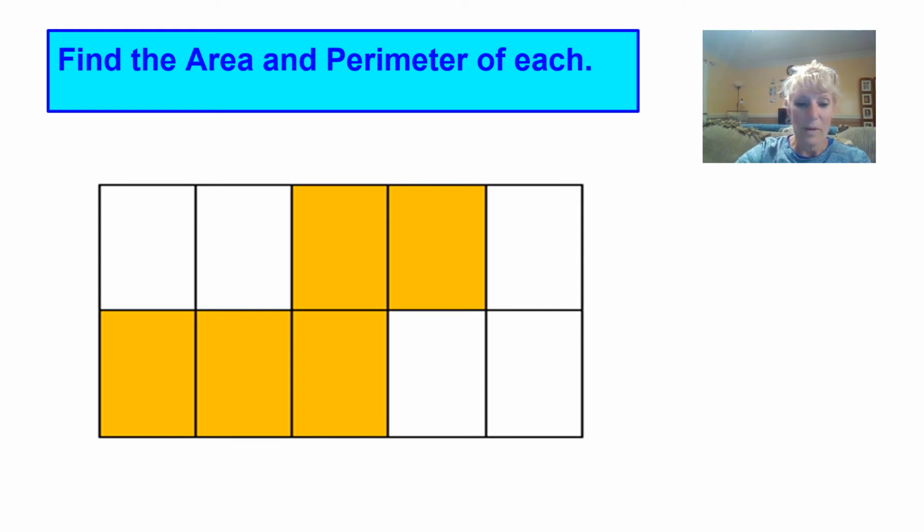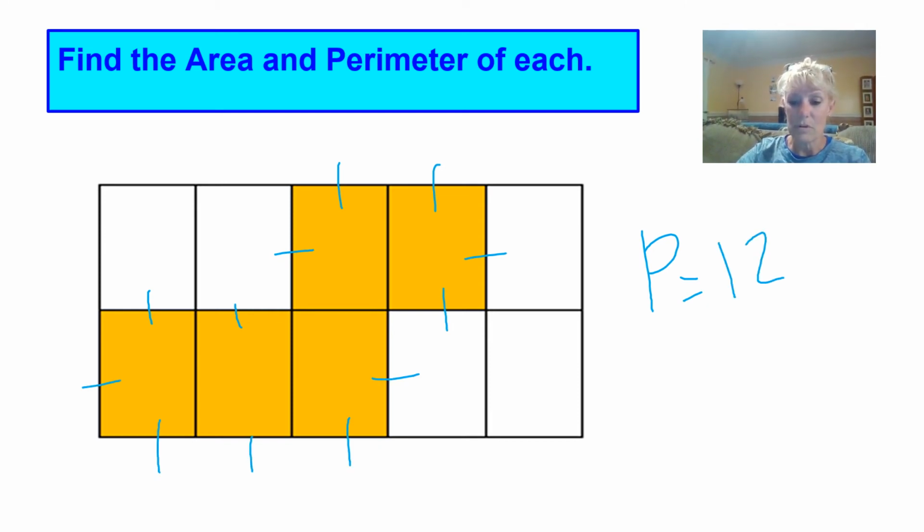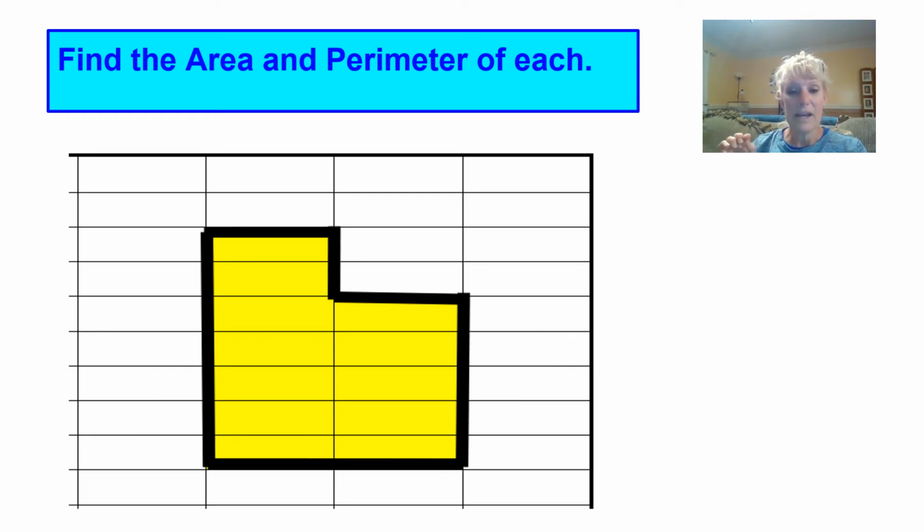Okay. How about for our perimeter first? We're going to do our perimeter. And our perimeter is 1, 2, 3, up to 12. We had a perimeter of 12. And for our area, we had 1, 2, 3, 4, and 5. So a perimeter of 12, area of 5. We're still going, but now here we're working with the grid page that we talked about in class, all right? So if you'll go ahead and pause the video and find the perimeter and the area.